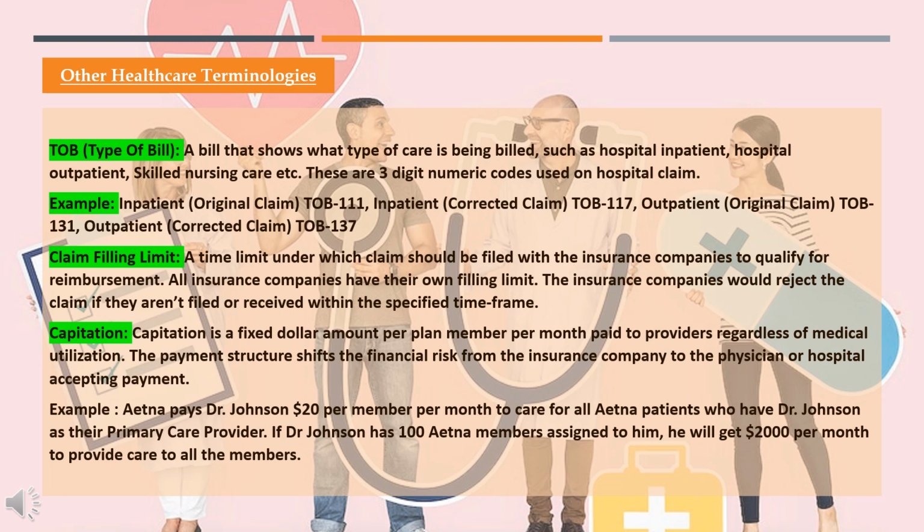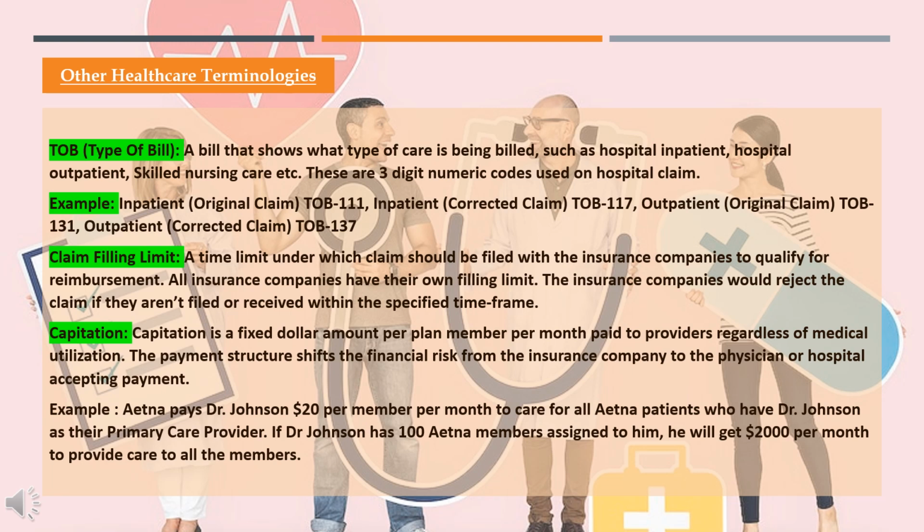Example: inpatient original claim, TOB 111; inpatient corrected claim, TOB 117; outpatient original claim, TOB 131; outpatient corrected claim, TOB 137. Claim filing limit: a time limit under which a claim should be filed with the insurance companies to qualify for reimbursement. All insurance companies have their own filing limit. The insurance companies would reject the claim if they aren't filed or received within the specified time frame.